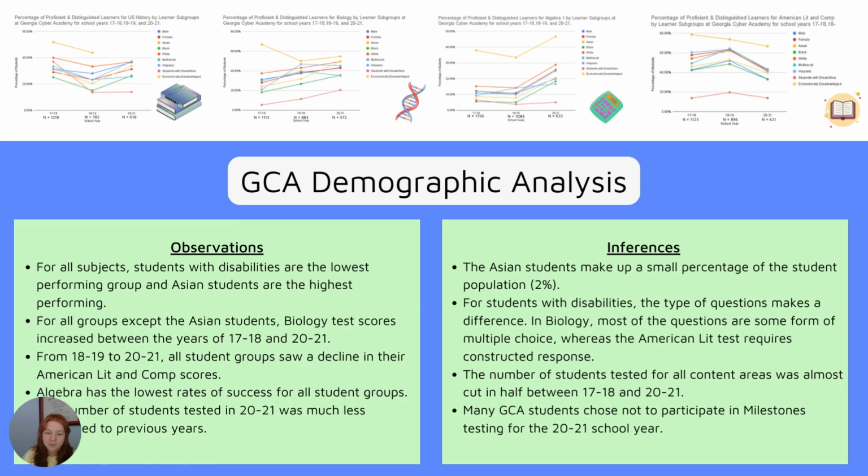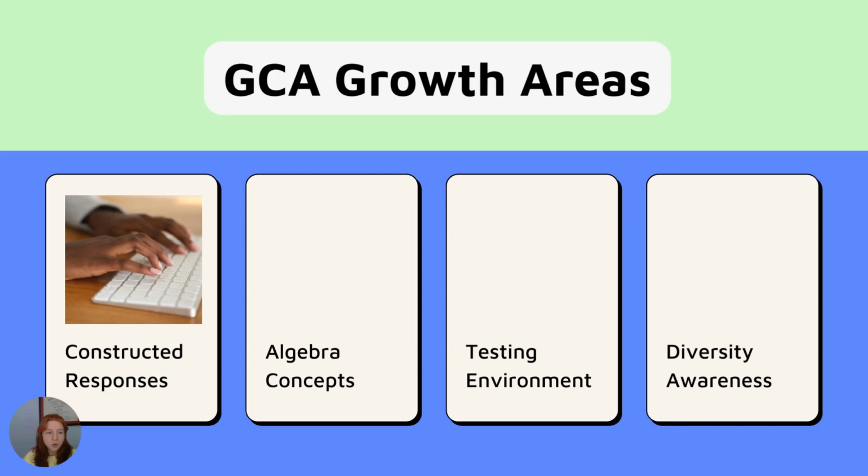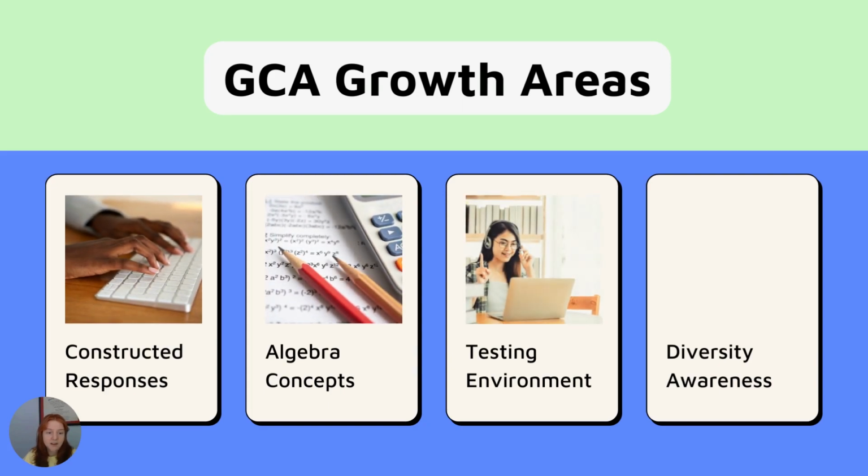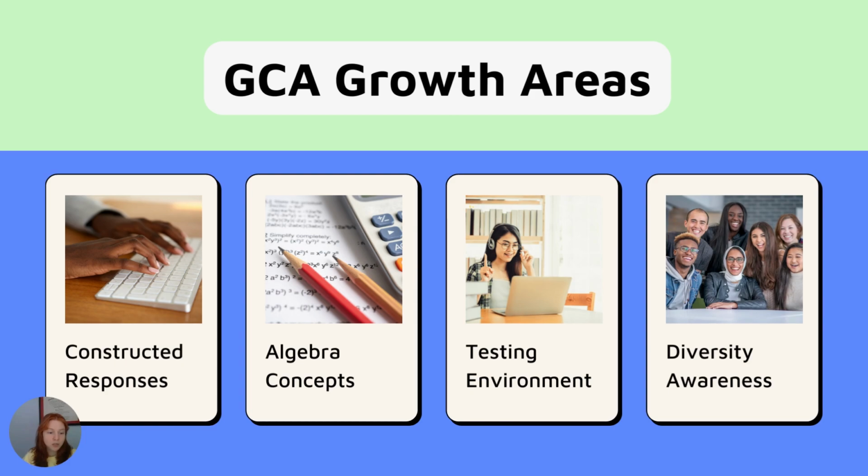The number of students tested for all content areas was almost cut in half between 17-18 to 20-21, and most GCA students choose not to participate in Milestones testing for the 2021 school year due to various reasons. So after looking at this data, some growth areas that I am able to identify is growing in our constructed responses, specifically with the students with disabilities. All students need to address their algebra concepts. We need to focus on testing environment and diversity awareness.